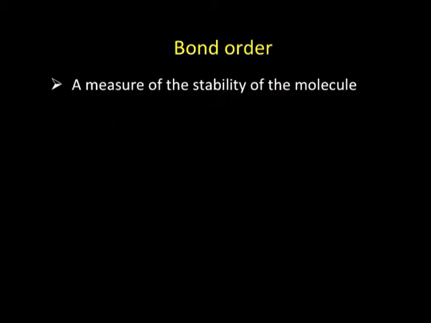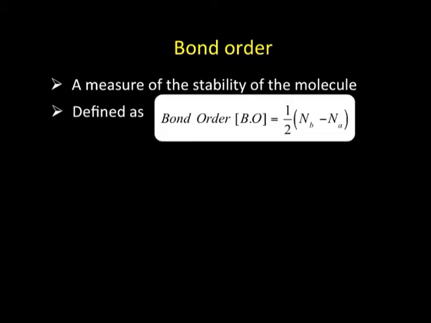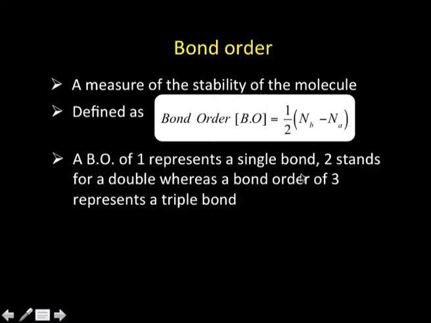Okay. Now, there is one more thing we need to talk about, that is called bond order. Bond order is a measure of the stability of a molecule, and it is defined as half of Nb minus Na, where Nb refers to the number of electrons in the bonding molecular orbitals, and Na is the number of electrons in the anti-bonding molecular orbitals. If the bond order for a given molecule comes out to be 1, that means there is a single bond. If it is 2, it is a double bond. If it is 3, it is a triple bond. So, that is the meaning of bond order: how many bonds are found between the two corresponding atoms in the molecule.